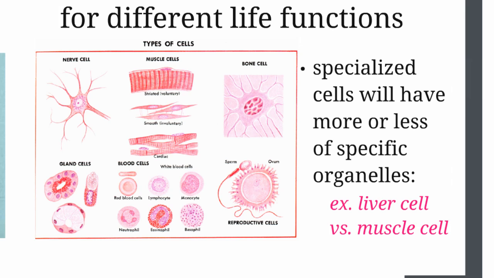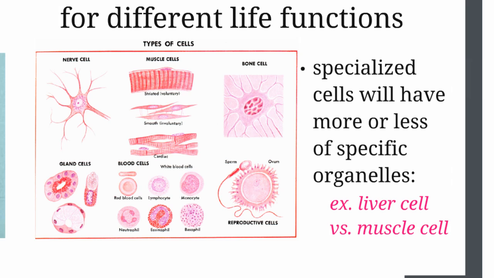After you eat, your food is absorbed into the bloodstream, and that blood goes straight through the liver and toxins are taken away. So liver cells are going to need to have a lot of smooth ER to detoxify, and also lysosomes to break down different kinds of toxins.